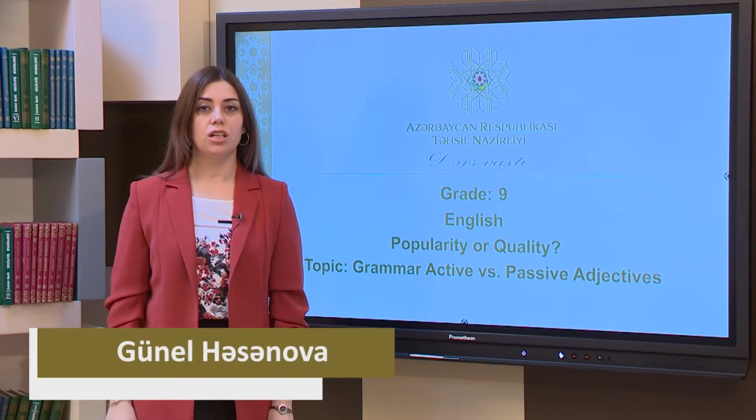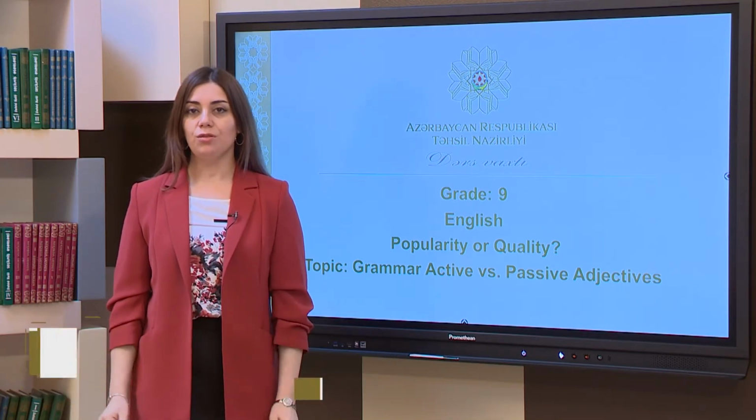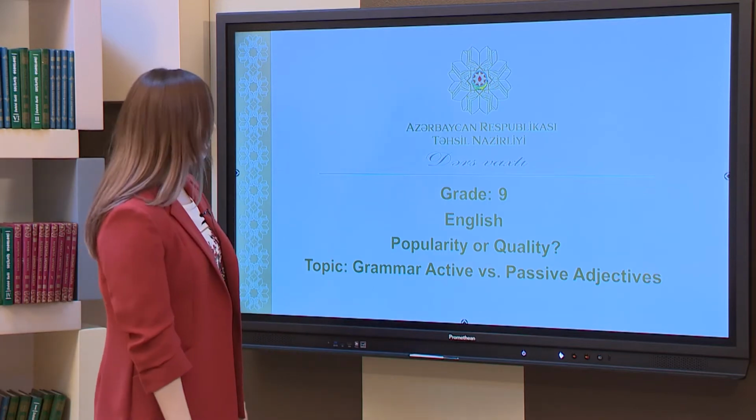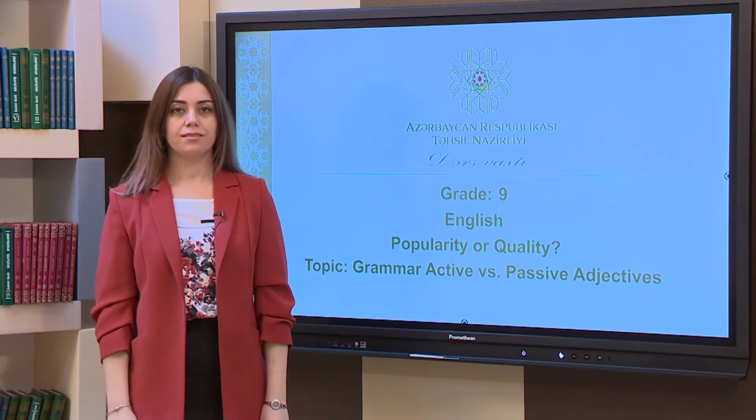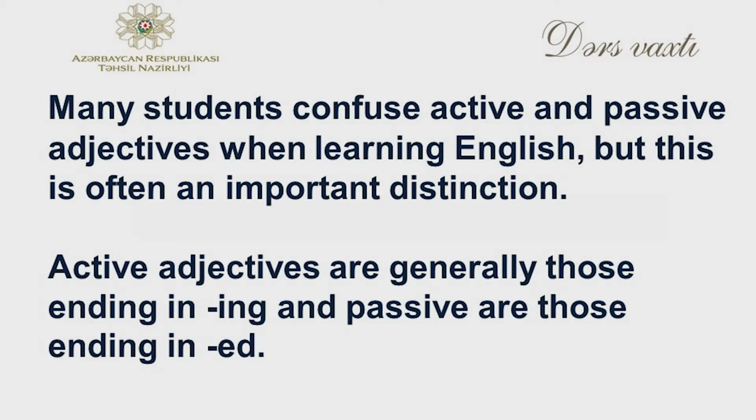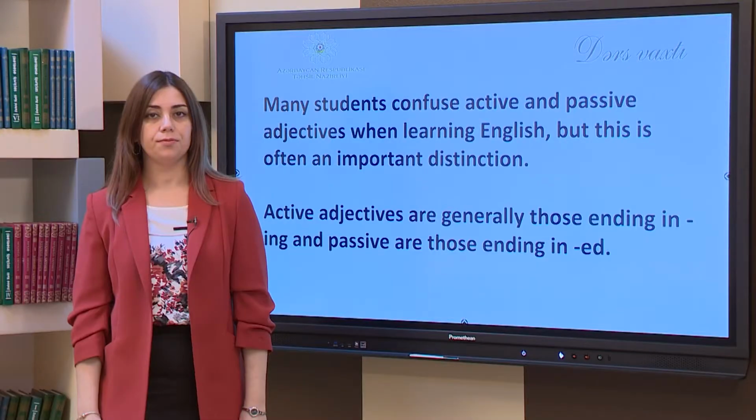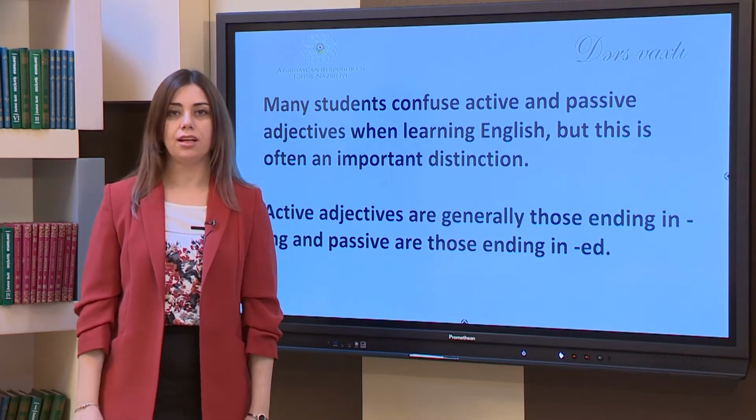In today's lesson we are going to learn grammar and our topic is active and passive adjectives. Let's begin. Many students confuse active adjectives with the passive ones, but this is an important distinction. Active adjectives are generally those ending in ing and passive adjectives are ending in ed. We will learn more about it now.